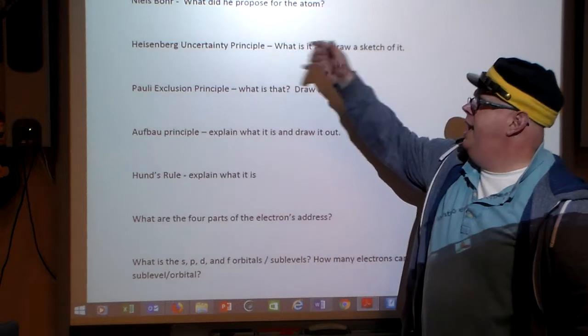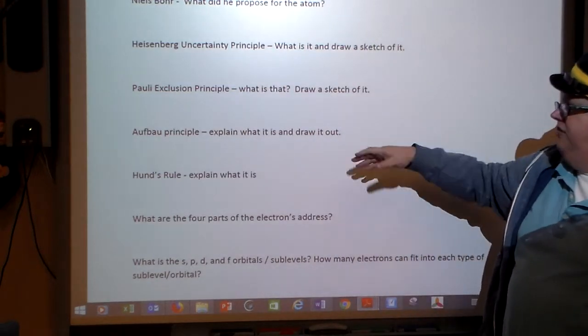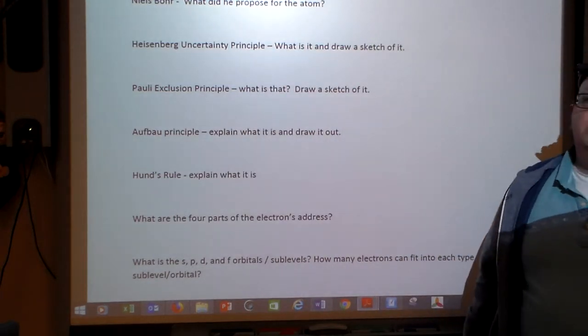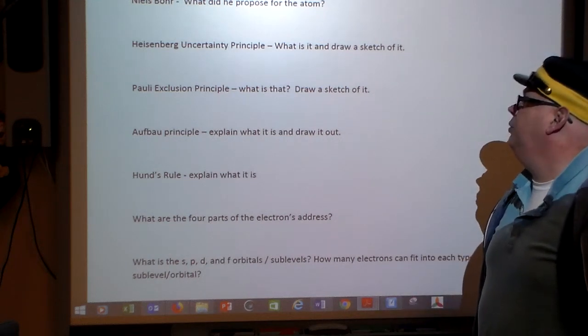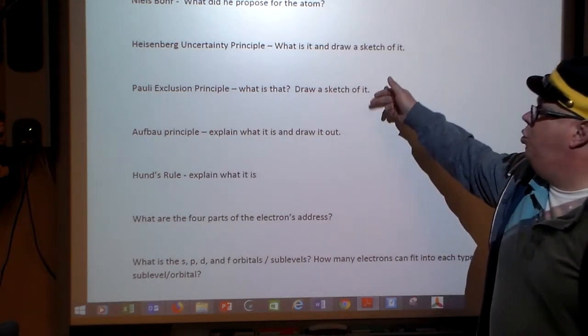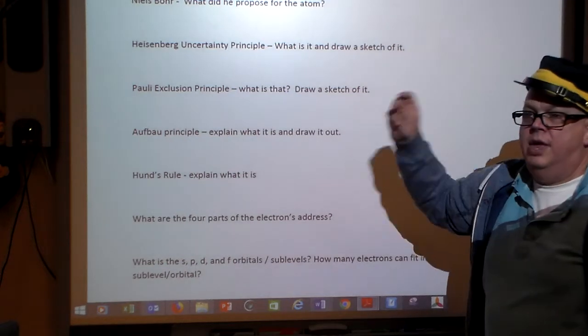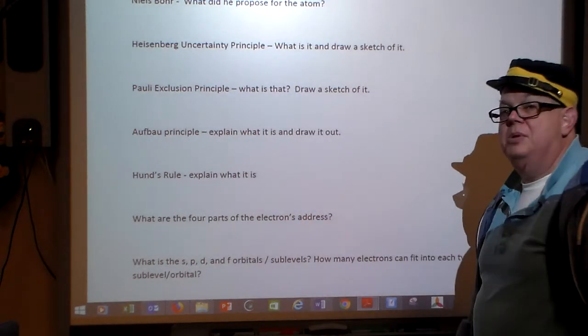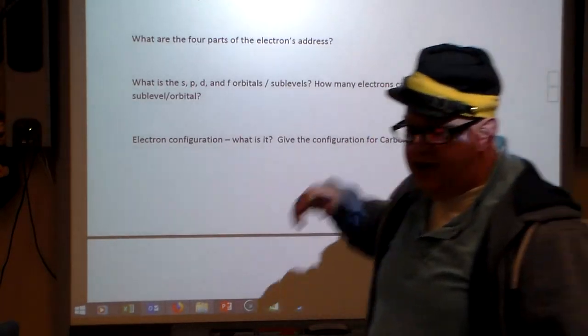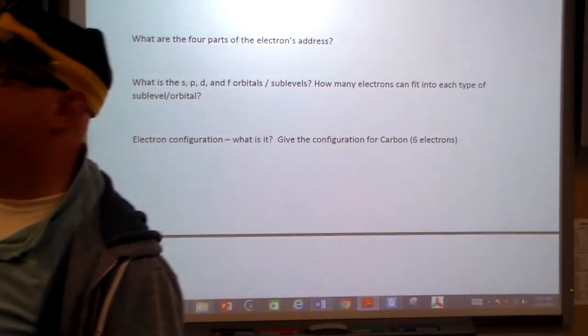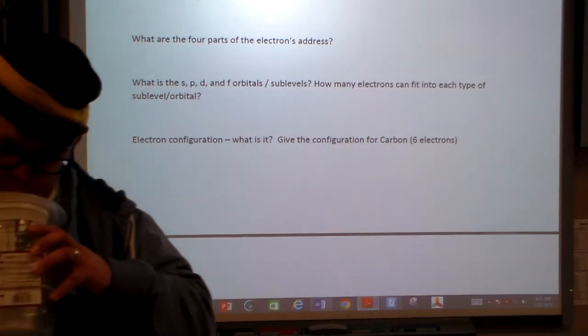Niels Bohr, Heisenberg, Pauli, Aufbau, Hund. You guys should be knowing this. You really should be knowing who those guys are and what's going on. Like I said, just a quick thing. Hund's rule, think about the monopoly rule. Four parts of the electron's address. It's at the beginning of one of the chapters.